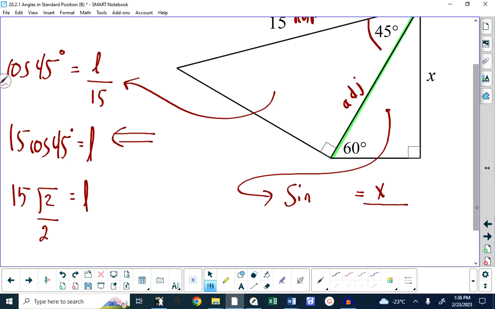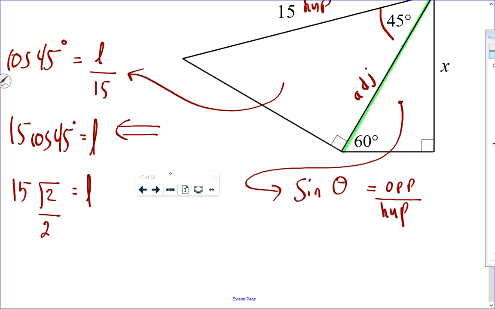I better write this out first. Sine of theta equals opposite over hypotenuse. Okay, what's theta? Theta is 60 degrees. So I have sine of 60 degrees equals the opposite, which is x, over the hypotenuse, which is 15 root 2 over 2. And you're going to have to trust me with something here, which is the proper way to proceed. Okay?